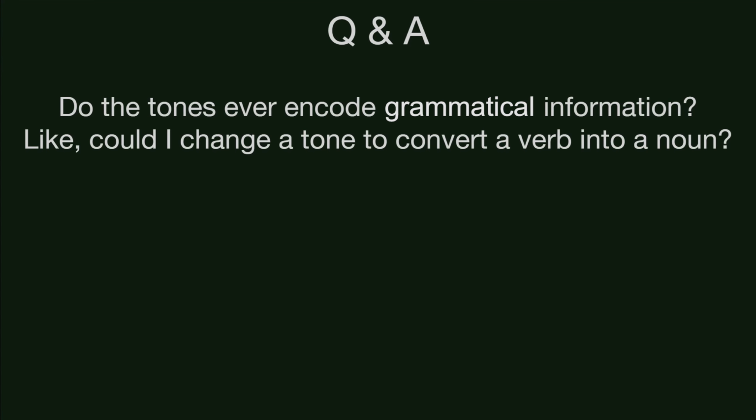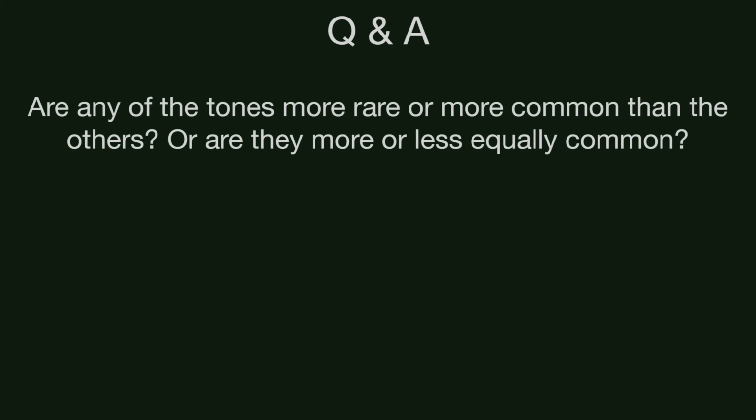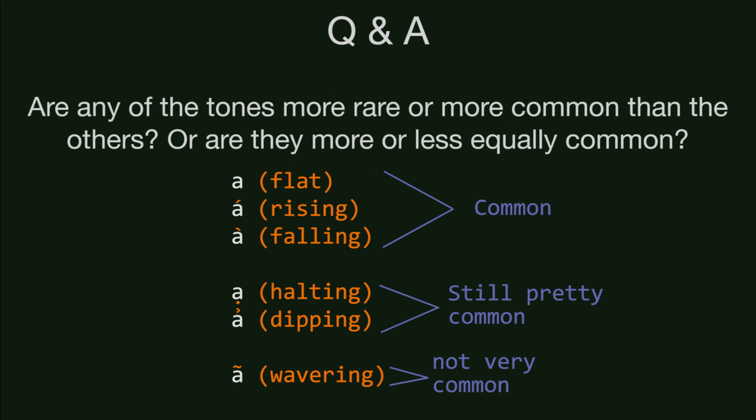Do the tones ever encode grammatical info? Like, could I change a tone to convert a verb into a noun? Nope. The tones are essentially assigned randomly to each word. You won't find any rhyme or reason to it, even if you look. Is there a rule that says anything like, one tone isn't allowed to appear before another tone? Nope. Are any of the tones more rare or more common than the others, or are they more or less equally distributed? I've not looked much into that, but from my experience, the wavering tone is the rarest, and the rising and falling are probably the most common.